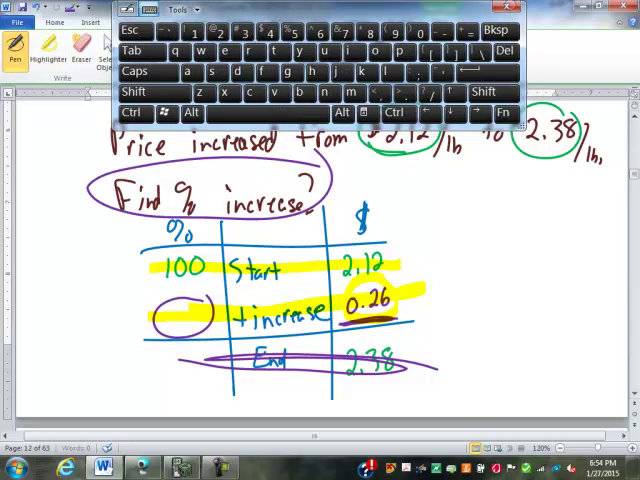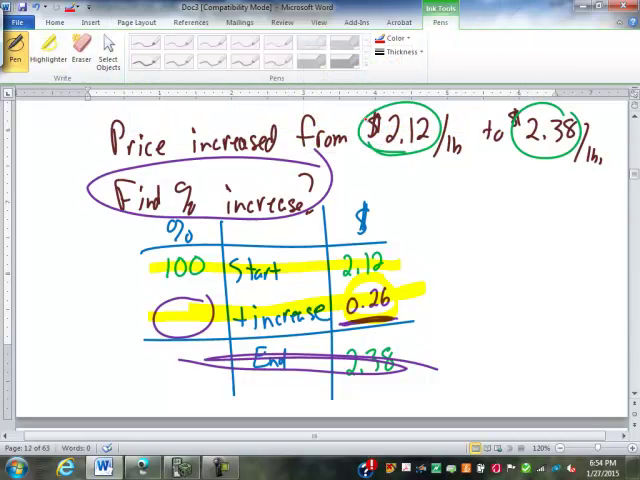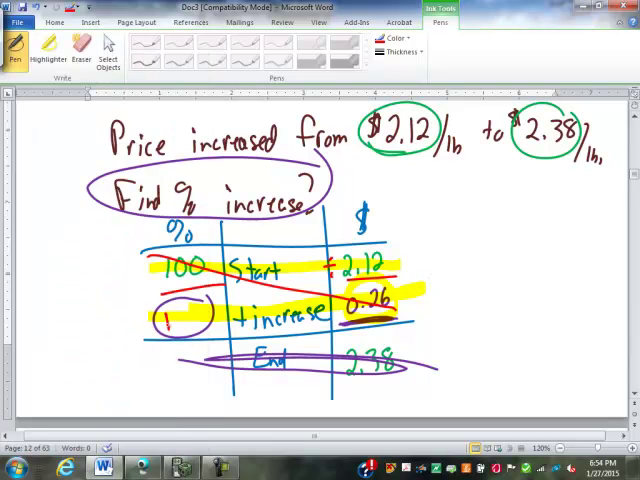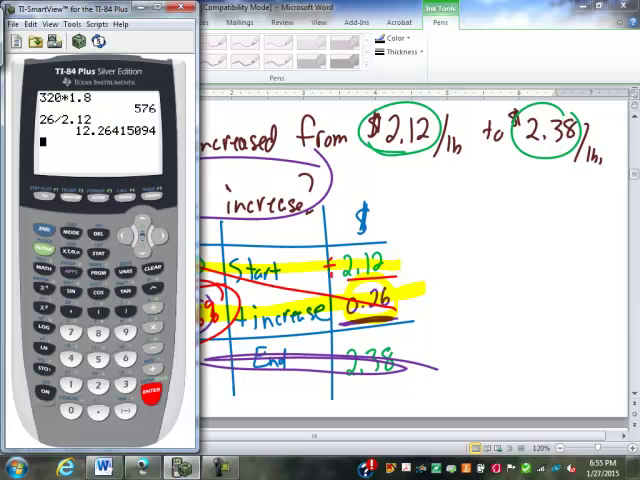So we can either pull those numbers out and make a proportion, or we can just cross multiply and divide right in the table. 100 times 0.26 divided by 2.12 gives us 12.26%. Any questions? Does that make sense? Yeah, 12.26415.